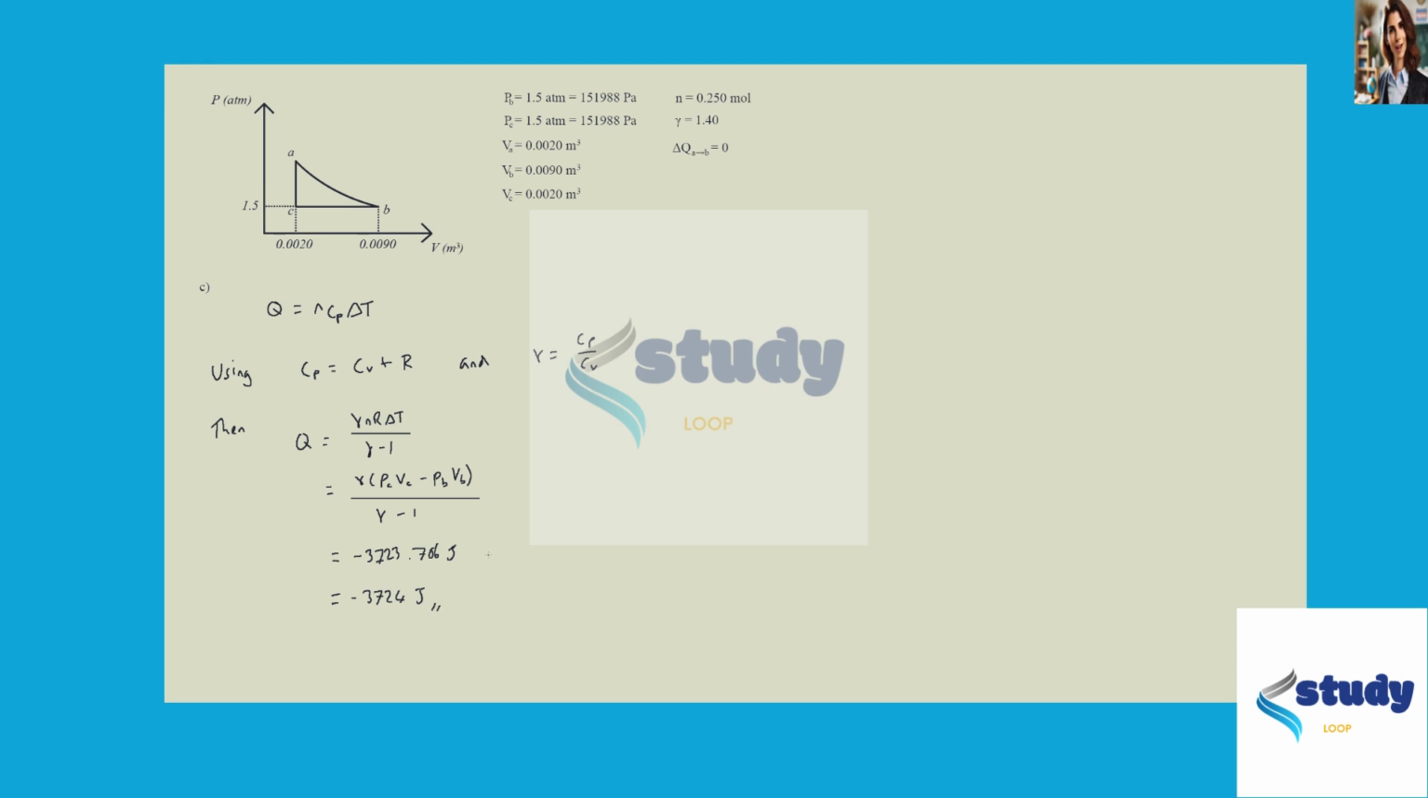We know from A to B delta Q is equal to 0, so there's no heat. It's a constant heat. And we know from part B that heat enters the system from C to A. So this leaves us that heat exiting the system happens at B to C.